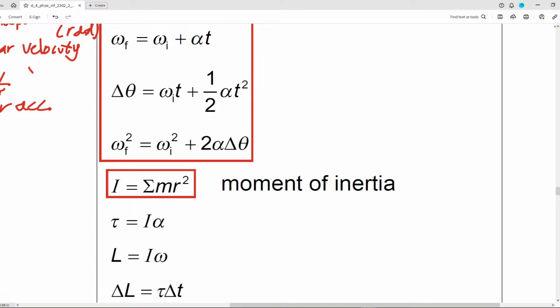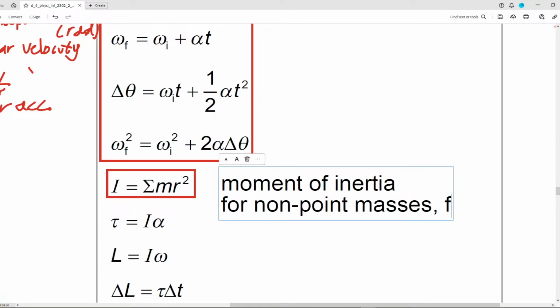They will give you the moment of inertia for specific general shapes, not for multiple point masses. If you have two balls, for instance, we expect you to add it up. But if you have a disk or a sphere or a ring or whatever, it's usually provided to you. So write it down: for non-point masses, formula given.